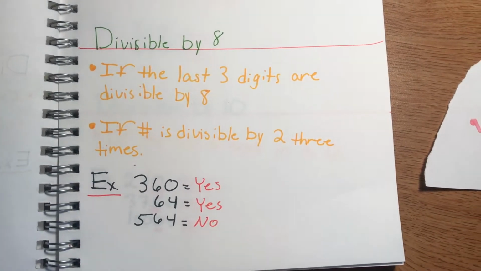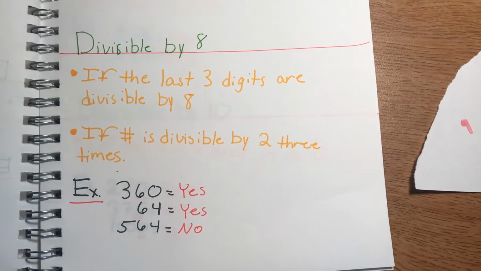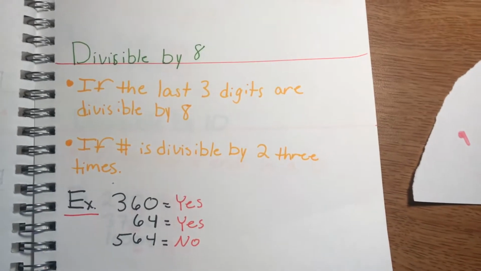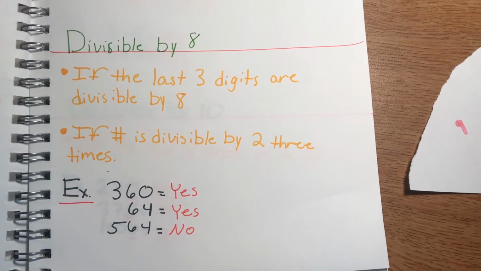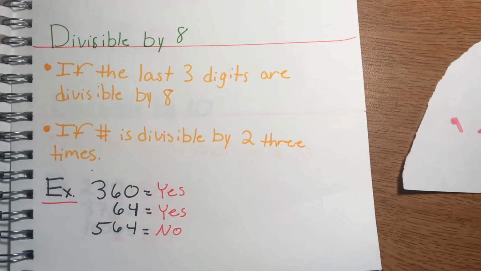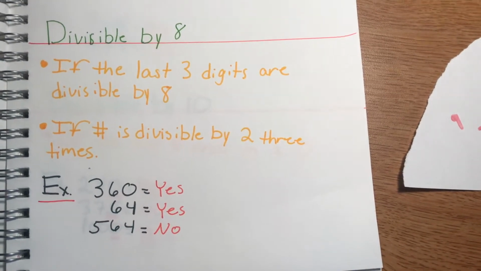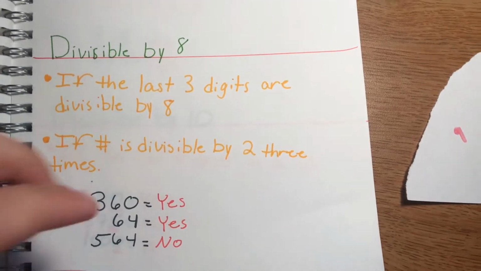Divisible by 8. If the last three digits are divisible by 8. If the number is divisible by 2 3 times. 360 works because it can go into 8 45 times. 64 works because it can go into 8 8 times. 564 does not work because it is not divisible by 8.